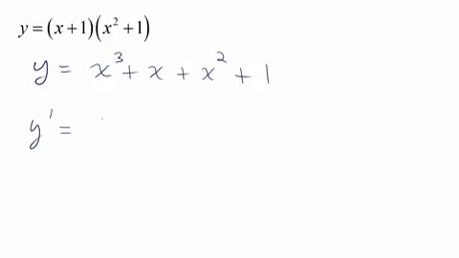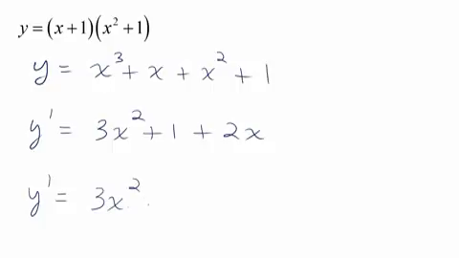The derivative is 3x squared plus 1 plus 2x, and the plus 1 at the end is a constant, so that derivative would be 0. Rewriting these terms in descending order, we get 3x squared plus 2x plus 1, which was the same answer that we got using the product rule. Let's move on to the quotient rule.